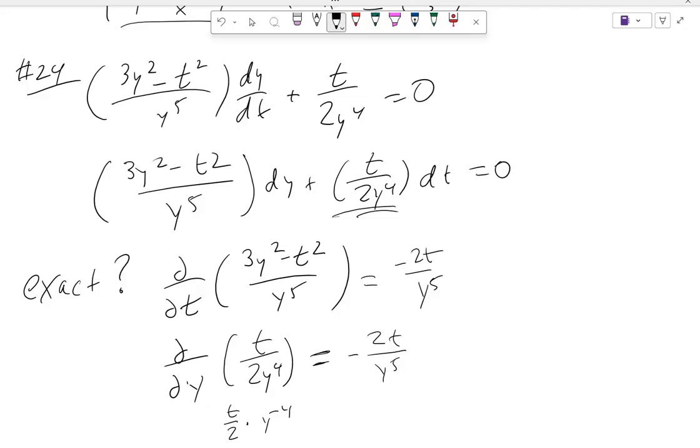Otherwise, it's really bad. Oh, I forgot to give you the initial condition. We'll do that in a minute. The whole reason I did this was to handle the initial condition. All right. So it is exact. That was the important part.